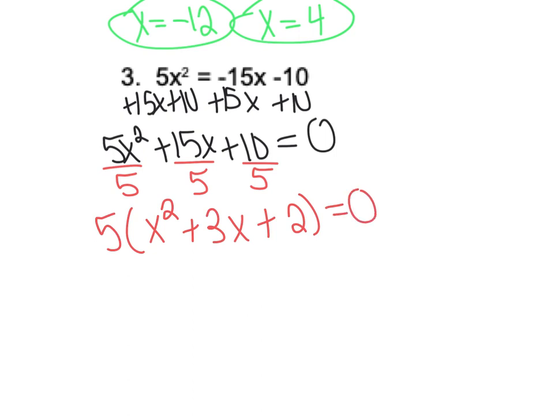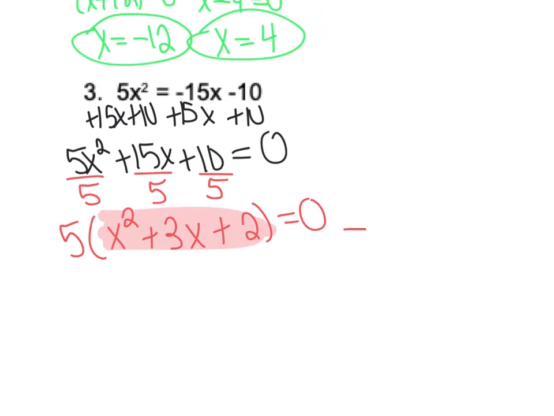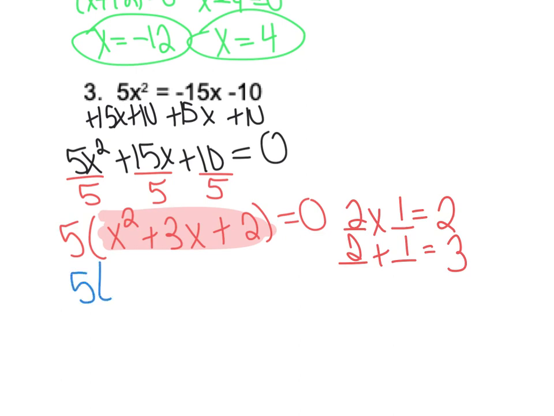Now we are focusing on our quadratic that is inside here, and we are thinking what times what is 2 and also adds to be 3. Well, the only factor pairs of 2 are 2 and 1, and lucky for us, 2 times 1 is 2, and 2 plus 1 is also 3. So let's not forget that 5 on the outside. And now I'm going to have my 2 sets of parentheses. I'm going to have x plus 2 and x plus 1 equals 0.